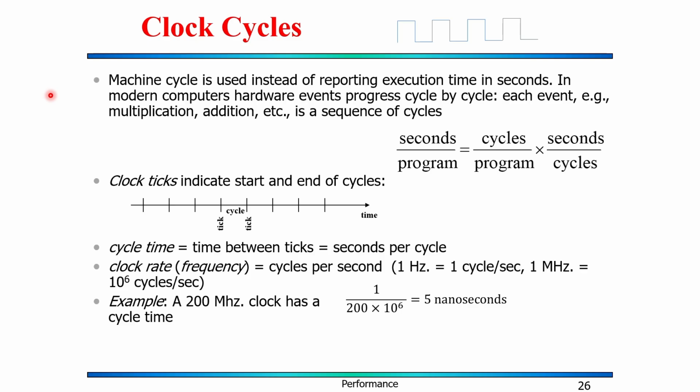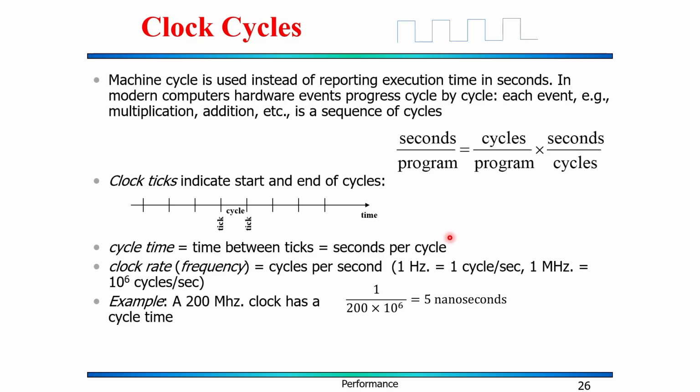Execution time in seconds can be calculated as the number of cycles per program multiplied by the number of seconds per cycle. So clock ticks indicate the start and end of each cycle. The cycle time is the time between ticks, measured in seconds per cycle.